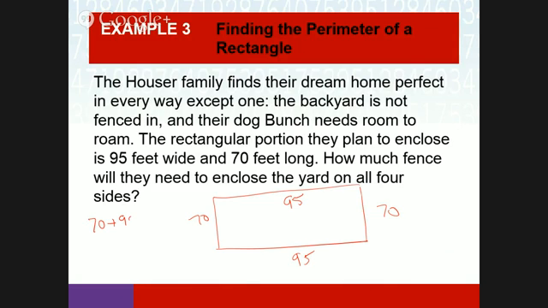70 plus 95 plus 70 plus 95, or you can use the formula 2 times 70 plus 2 times 95. What would this be? Sorry. Nope. Why can't I do basic math? Thank you. So add those together, we get 330 feet. Can we just put FT? You can put FT, that's fine.